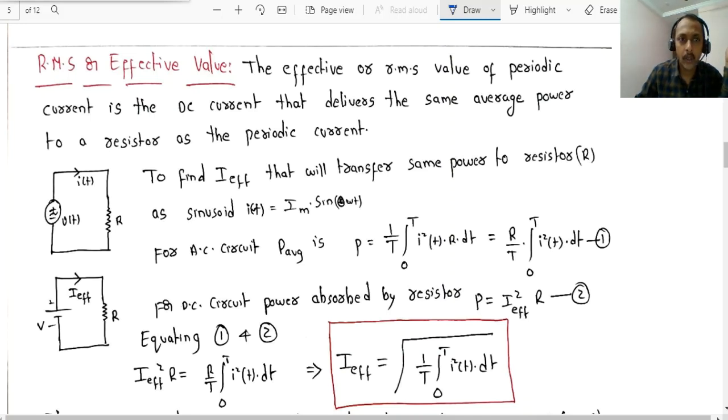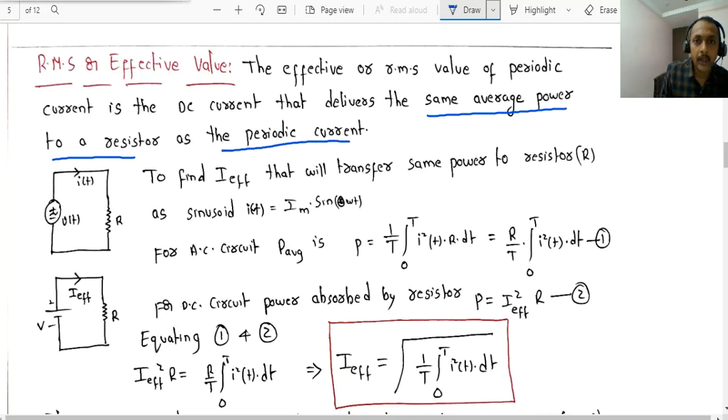Now, in this process, we find the effective or RMS value for a given periodic waveform. Let me first define that. It states that the effective or RMS value of a periodic current is nothing but the DC current that delivers the same average power to a resistor as the periodic current. The statement looks simple, right? But you have to understand it properly.